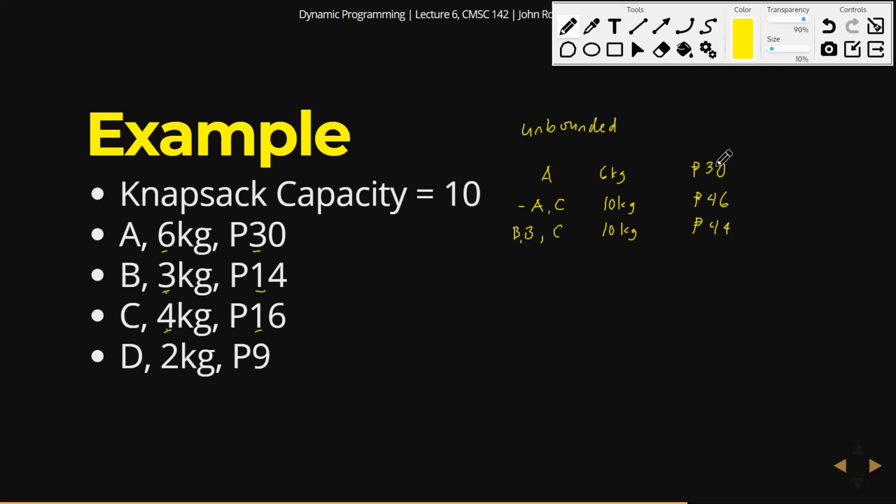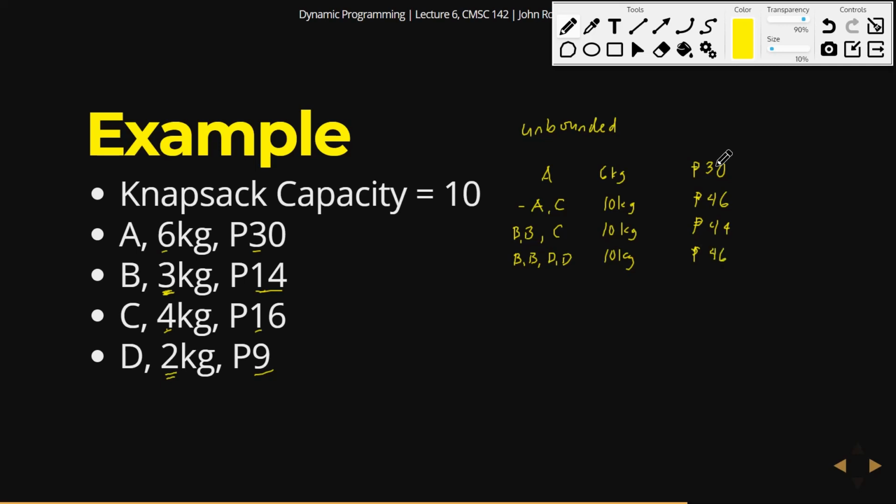How about if it was 2 B's and 2 D's this time, right? So if you have 2 B's, that would be 6 kilos. If 2 D's, you get 4 kilos additional, so that would also be 10 kilograms in total, right? And the total value would be 28 plus 18, because there would be two items of B and D respectively. So 28 plus 18 would be also 46, right? So it's just the same with AC.